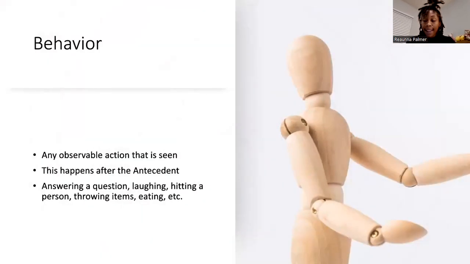So behavior, this is going to be any observable action that is seen. This happens directly after the antecedent. And some examples of different behaviors that we see could be answering a question, laughing, hitting a person, throwing items, eating or drinking things. And in the case of doing DTT sessions, the behavior could be correctly identifying the item that we're trying to get the child to learn, or touching the body part that we request. For example, if you say touch head, that's your antecedent. The behavior would be the child touching their head.